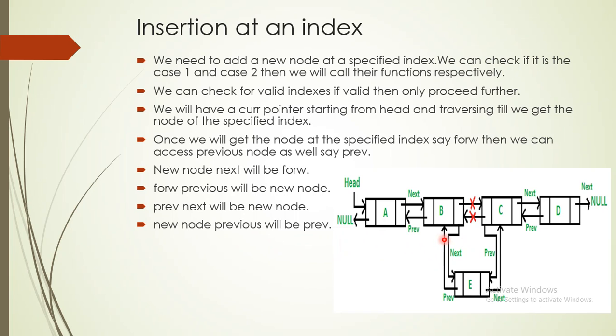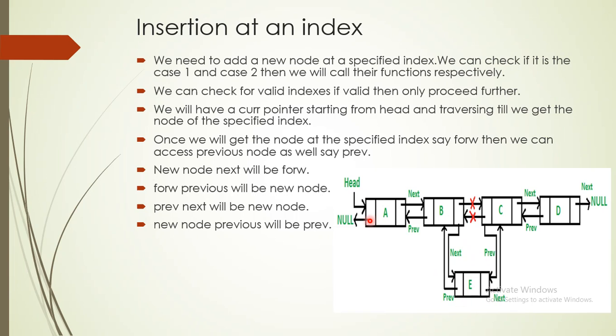Now what we need to do here is, I will be getting an index. Let us suppose it is at the 0th index, first index, or the second index. Suppose in this example, I need to add a node at the second index. Let us look at it carefully. I will be having a new node.